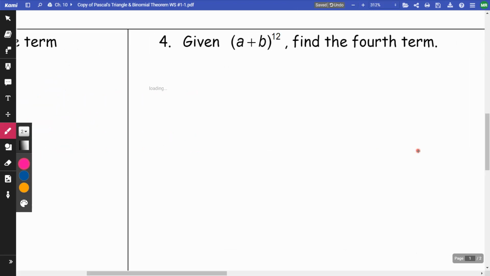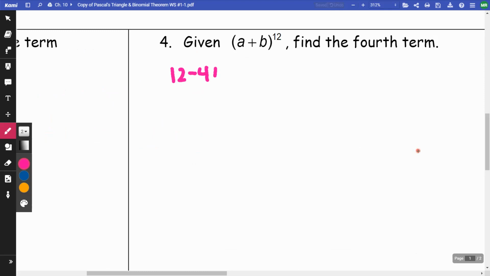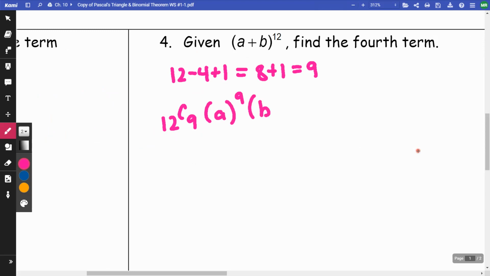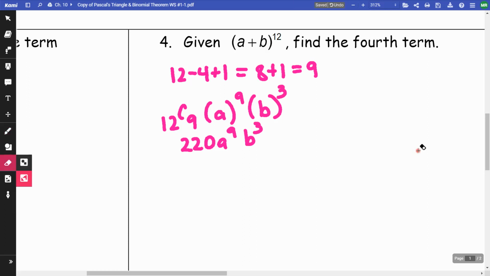On number 4, we want to find the 4th term. So I'm going to go 12 minus 4 plus 1. That's going to be 8 plus 1, or 9. So I'm going to do 12 choose 9 times a to the 9th times b to the 9 plus 3. When I do 12 choose 9 in my calculator, I get 220, a to the 9th, b to the 3rd, and that's my term.